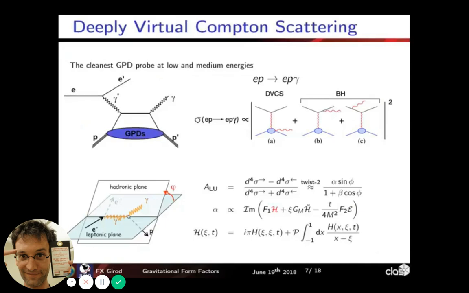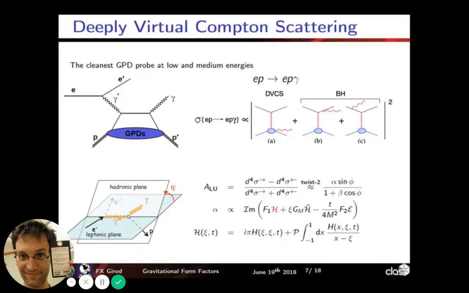So in order to access these operators in the lab, we create a beam of virtual photons using an electron. There's another process, apart from deeply virtual Compton scattering, that contributes to this reaction, the Bethe-Heitler. And the two are indistinguishable, so they interfere at the amplitude level.